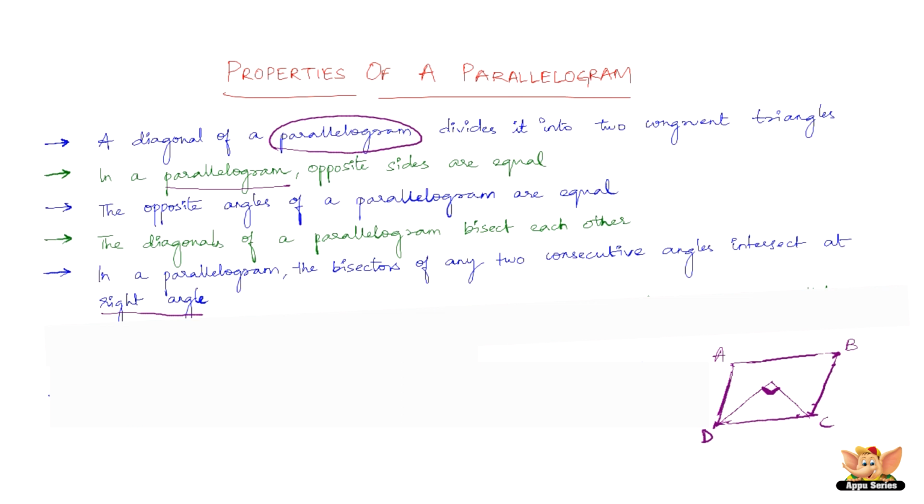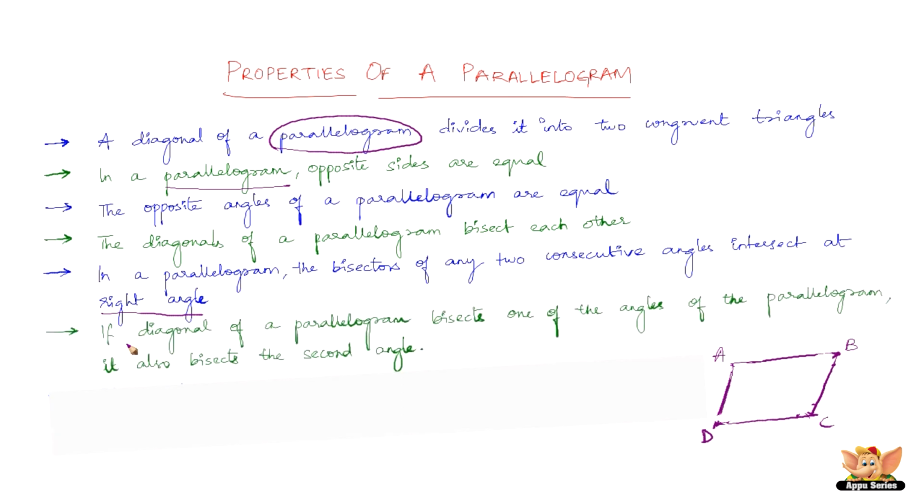And then coming to the next point, if the diagonal of a parallelogram bisects one of the angles of the parallelogram, it also bisects the second angle. That is what it says. Now, let us assume this is a diagonal here, DB is a diagonal. So, if this diagonal bisects angle D, it also naturally bisects angle B. So, if you have this diagonal bisecting angle B, it also bisects angle D. That is what this property means.